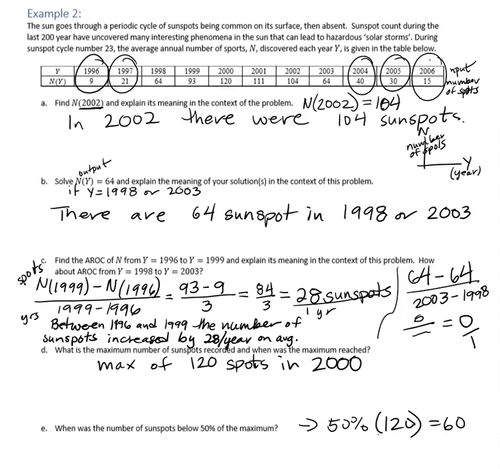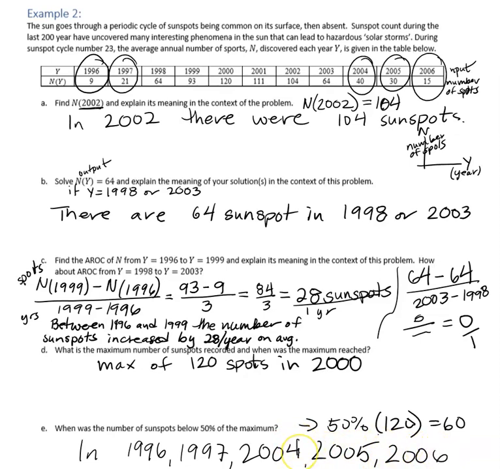But I would say we don't know what happens outside of this table, so maybe it's best to just list the years. So I'm going to say in 1996, 1997, 2004, 2005, or 2006. So you can kind of interpret the situation and see if you feel comfortable making the little bit more general statement of before and after. But I'm just going to go with that for this one. That seems like a reasonable way to do it.